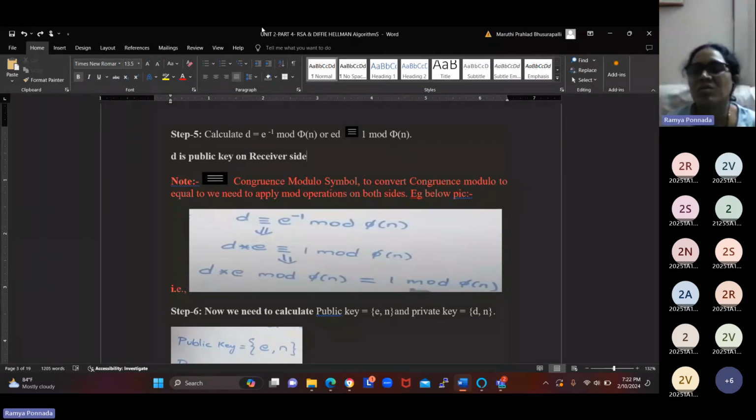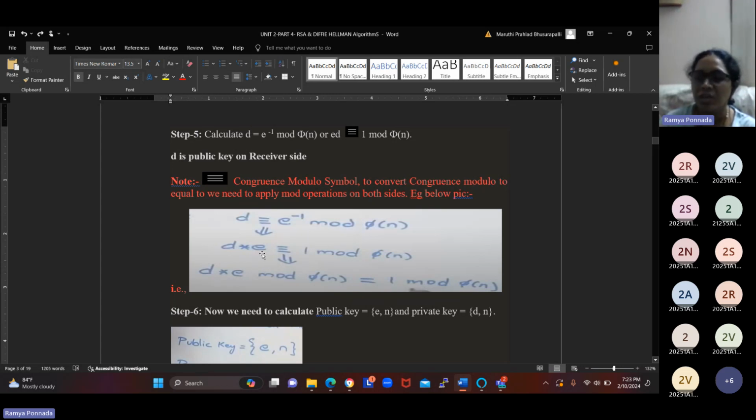So how is this congruent modulo going to be calculated? On both sides, the sender side and the receiver side, you are going to have the decryption end, where you try to obtain the plain text, and on the encryption side it is the reverse, so on both sides you are going to be applying the modulo operator. How do you apply that modulo operator? So in D into E, this E is going to be brought to this side.